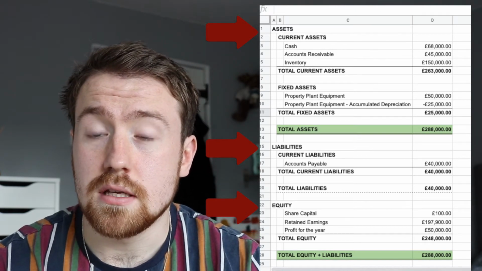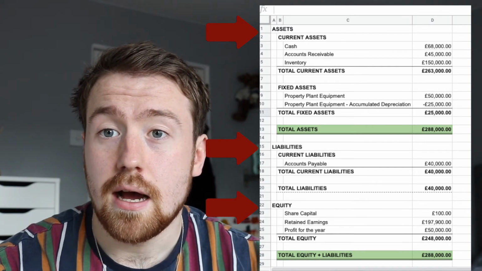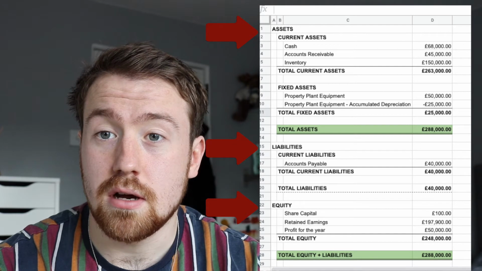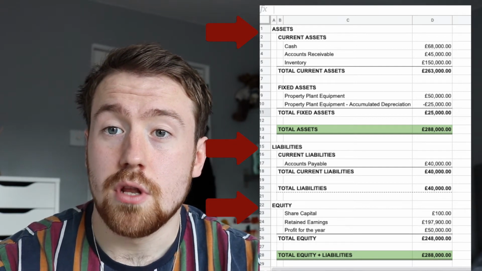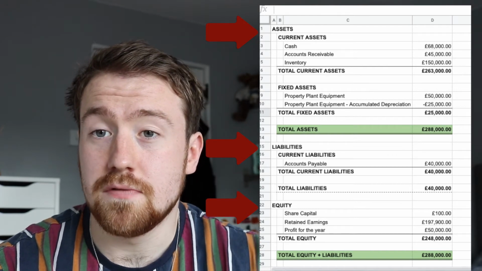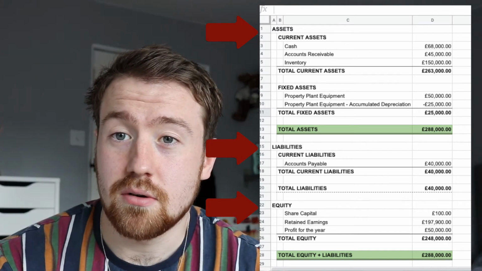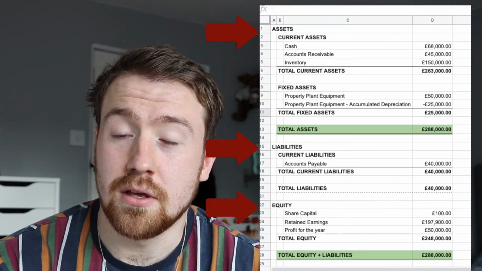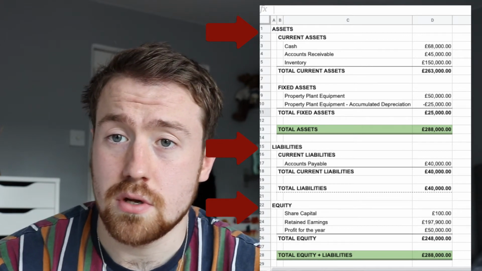So if you see, there's a total underneath the assets for total assets, and there's also a total for the liabilities plus the equity. And as you can see, both of these match. This is a really good indication as to how the accounting equation works, and it also shows any imbalances if the two totals don't match.